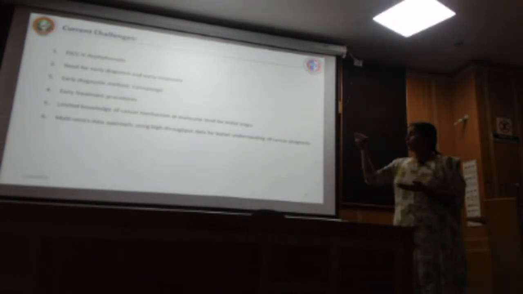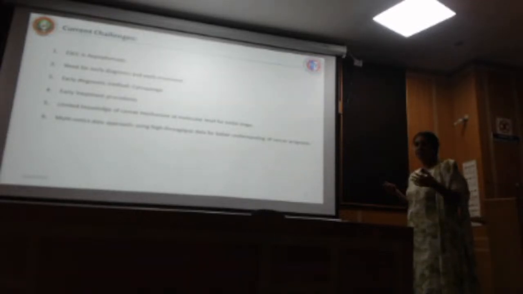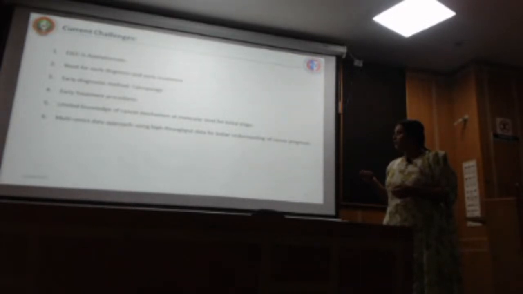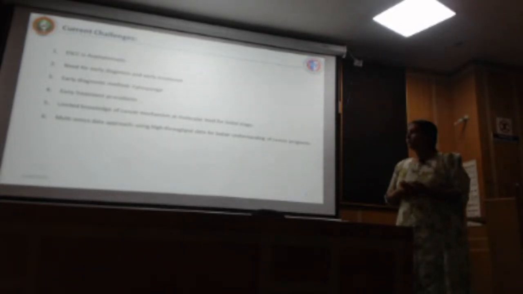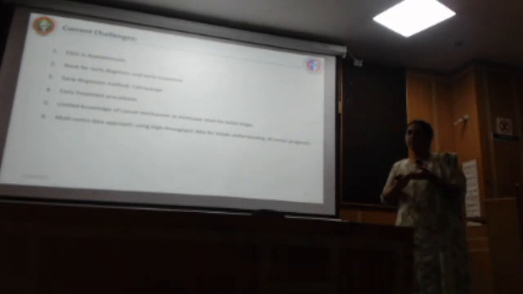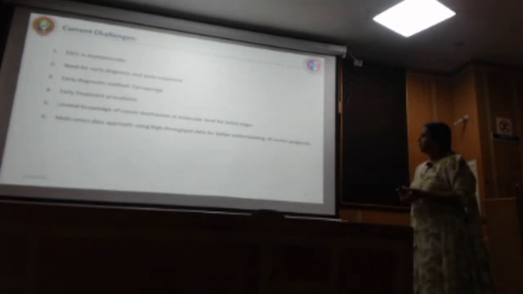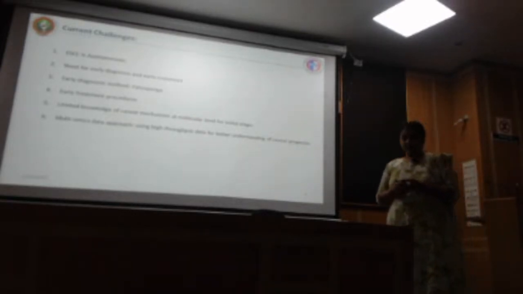And for early diagnosis, there is already an early method that has been invented. It is called Cytosponge, and this was done very recently, in 2018. It is a minimally invasive method. So there is already an established method, and now we need treatment procedures, and a lot of research needs to be done to accumulate data on the early stages of cancer, to understand what is happening at the molecular level and to know the cancer progression. Hence, we are using a multi-omics data approach for understanding cancer progression.